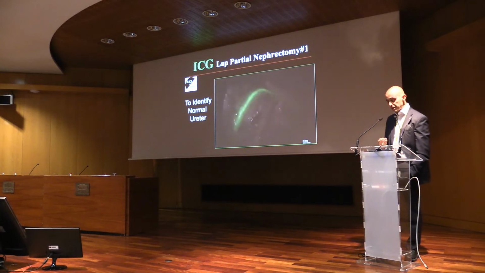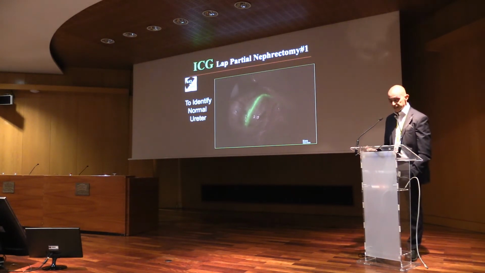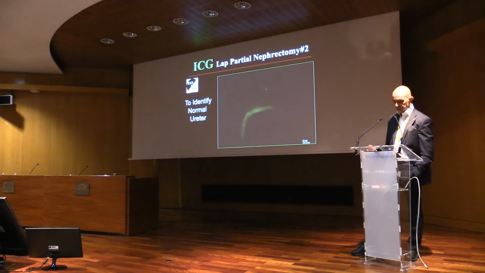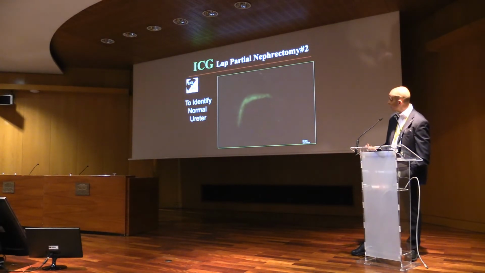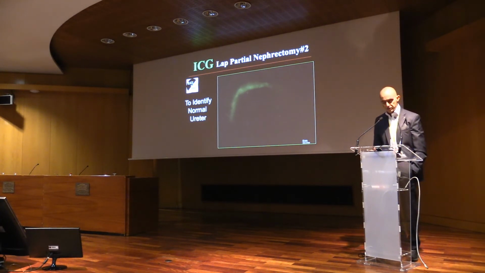As you can see, the normal ureter in green. The two ureters are attached and it's difficult to identify them. Next. And as you can see, thanks to green, we isolated the normal ureter from the dilated one. For this reason, you have no risk to damage the other ureter.